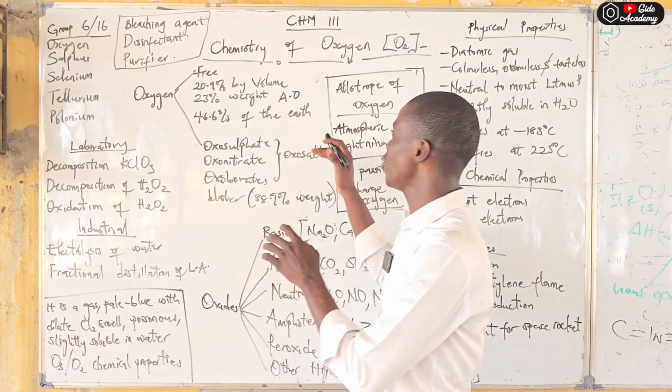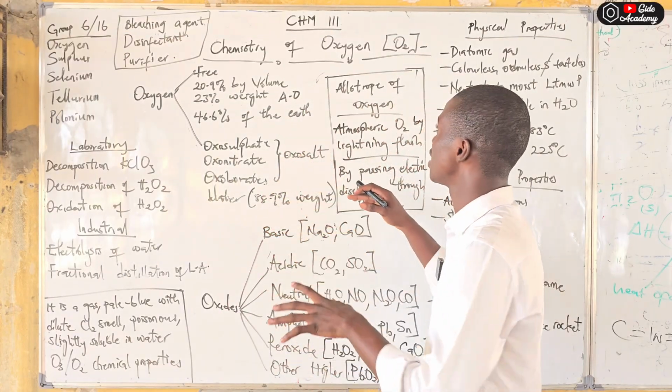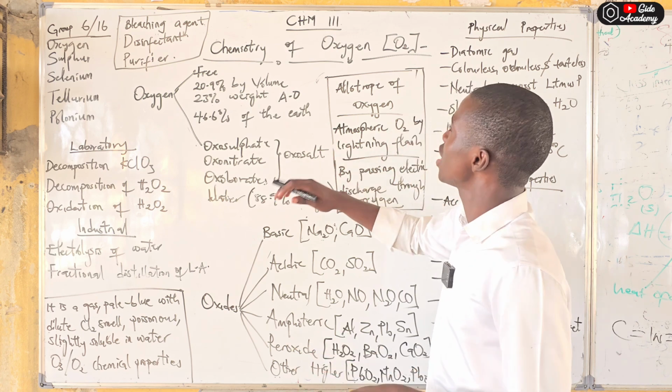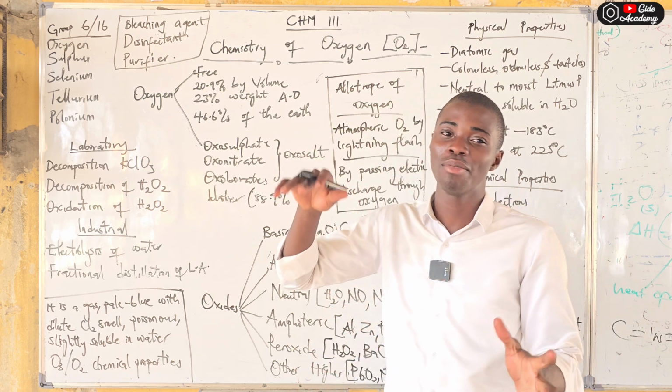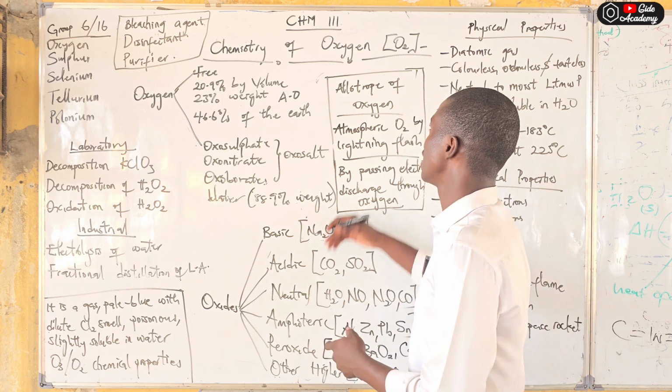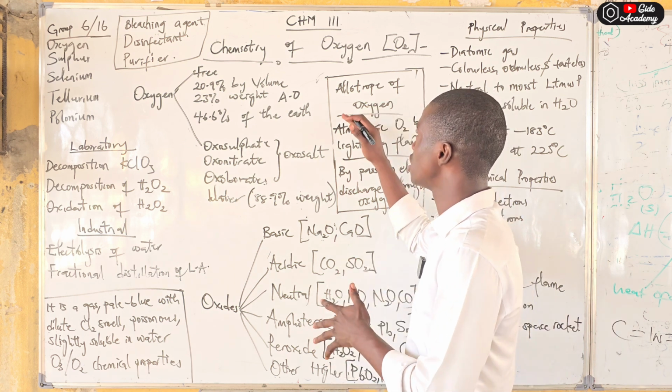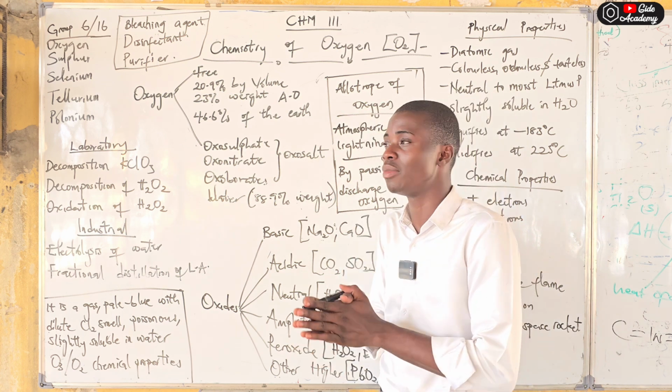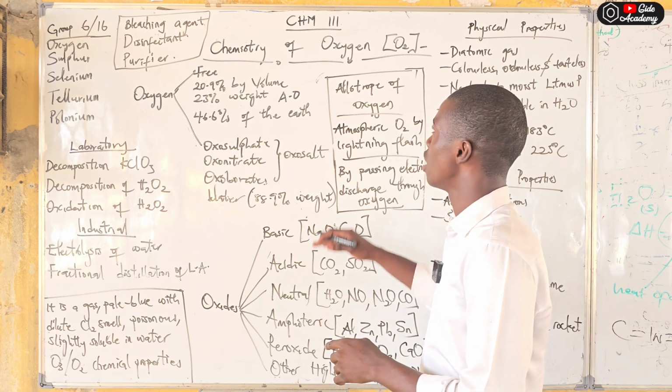Good day, everyone. I welcome you to another episode of Chemistry of Selected Metals and Non-Metals. In this particular video, we'll be dealing with the most abundant element in the universe, the most abundant element on Earth, and that element happens to be oxygen. Oxygen is actually the most abundant element in the Earth's crust.